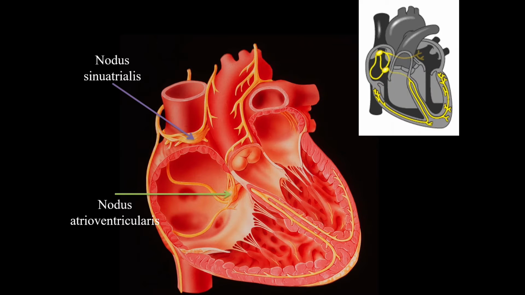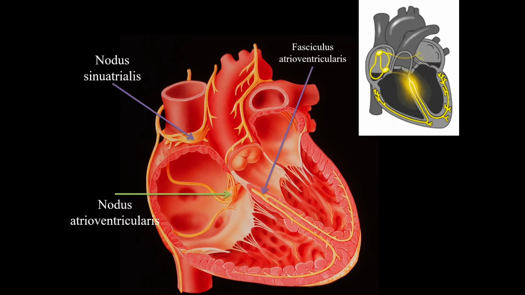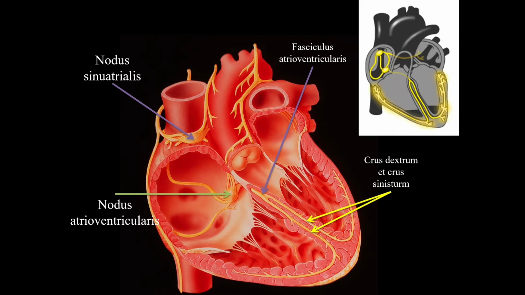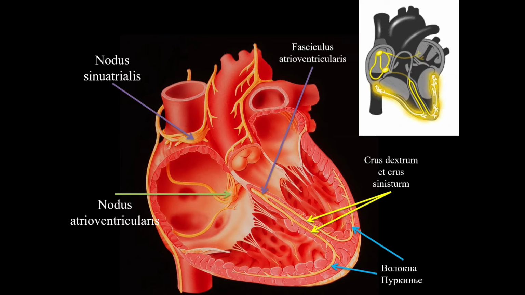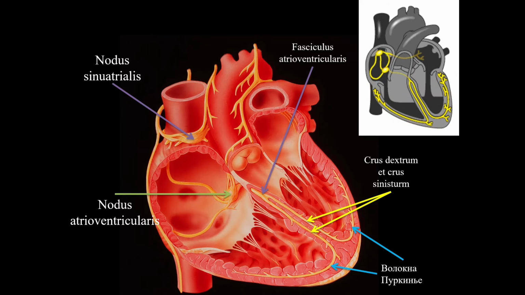The atrioventricular bundle, fasciculus atrioventricularis, connects the atrial myocardium with the ventricular myocardium in the muscular part of the interventricular septum. This bundle is divided into right and left legs, crus dextrum and crus sinistrum. The terminal branches of the fibers, Purkinje fibers of the cardiac conduction system, into which these legs are divided, end in the ventricular myocardium.